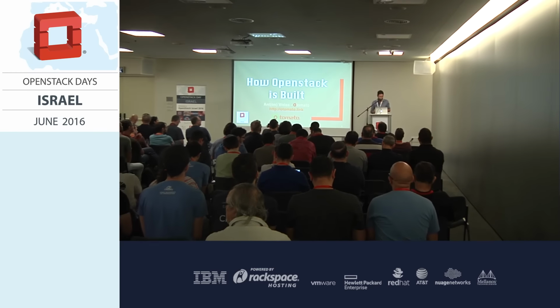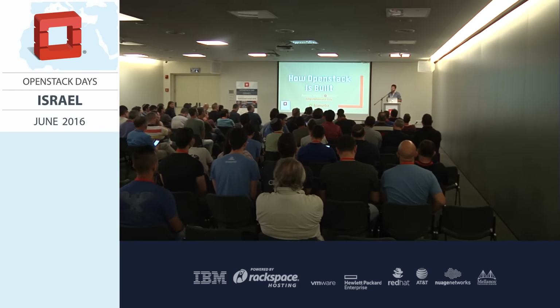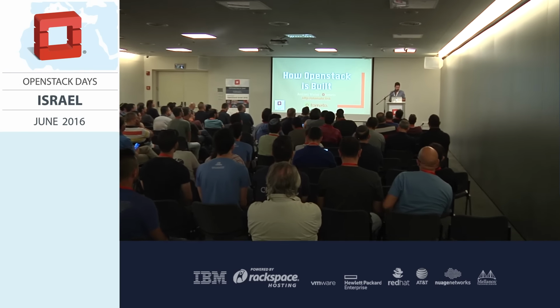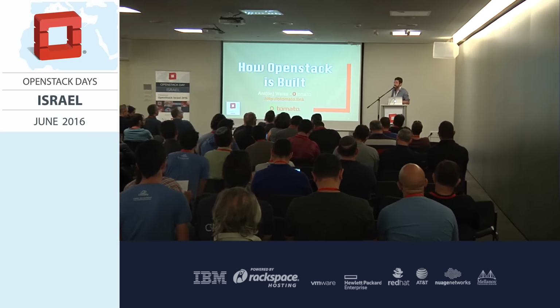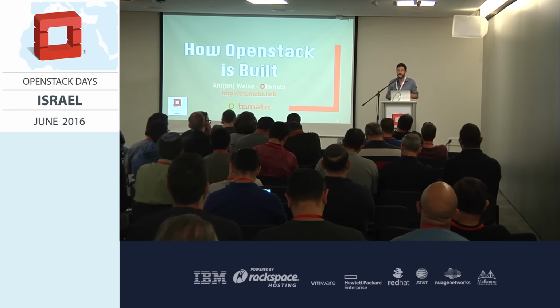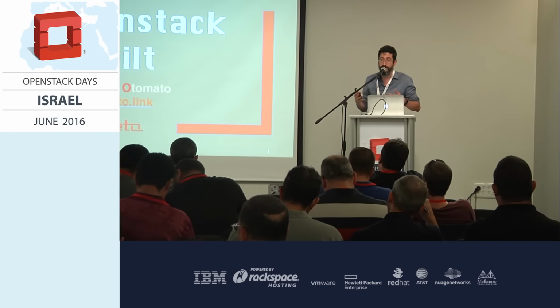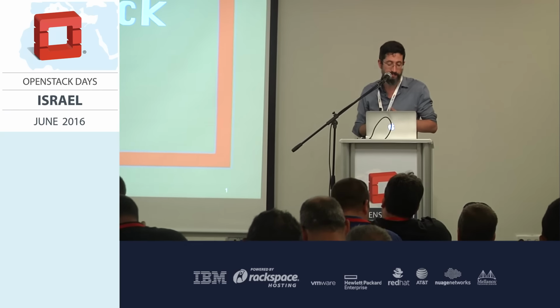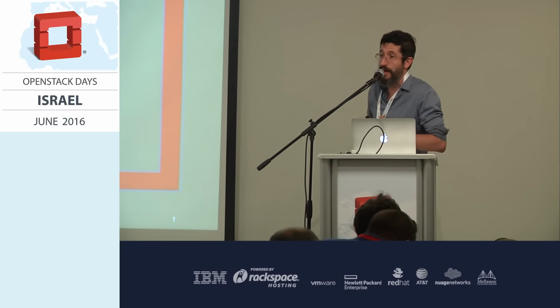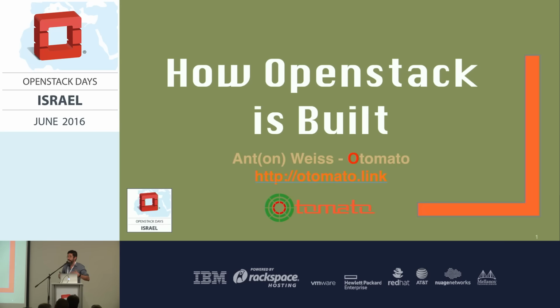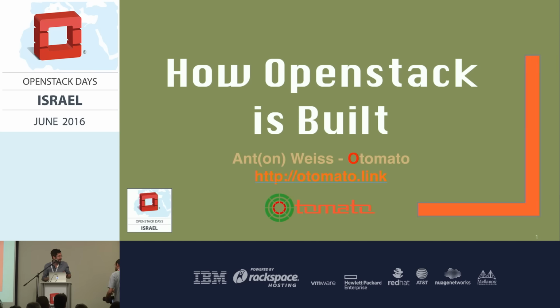A few words about myself. I'm Anton, or as people call me, Weiss. I work at Automato. We're a boutique consulting and services team company in the field of DevOps and software delivery enablement. What I've been doing for the last decade is building continuous integration and continuous delivery systems for different software projects. And this is exactly what we're going to be looking at today: how the continuous integration for OpenStack is built.